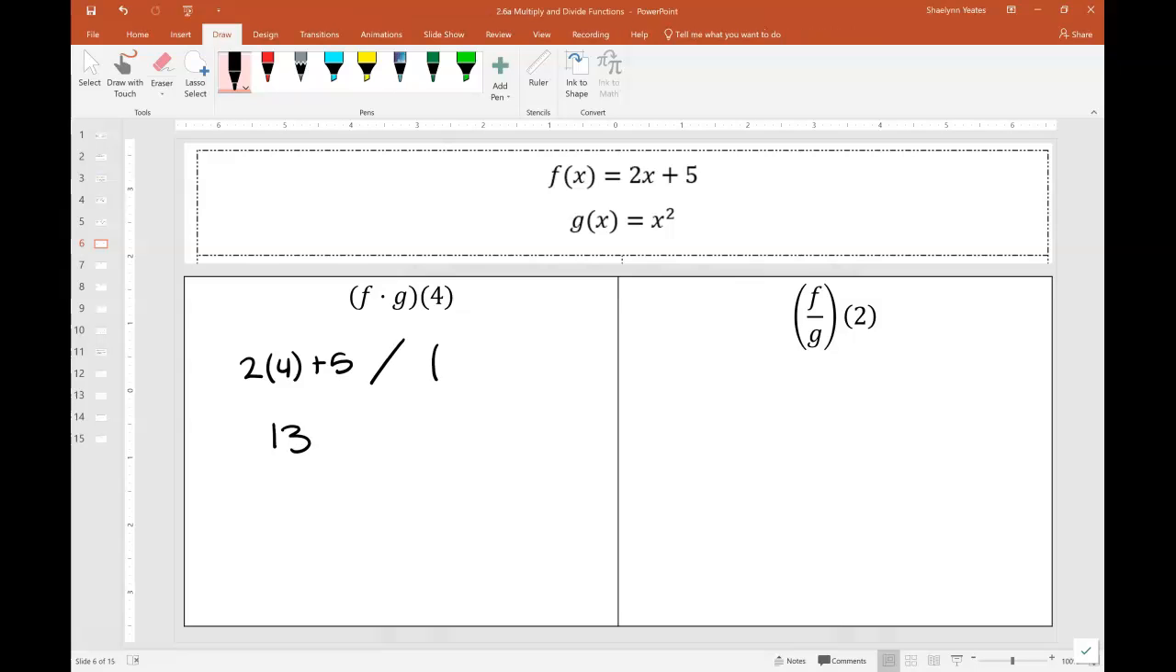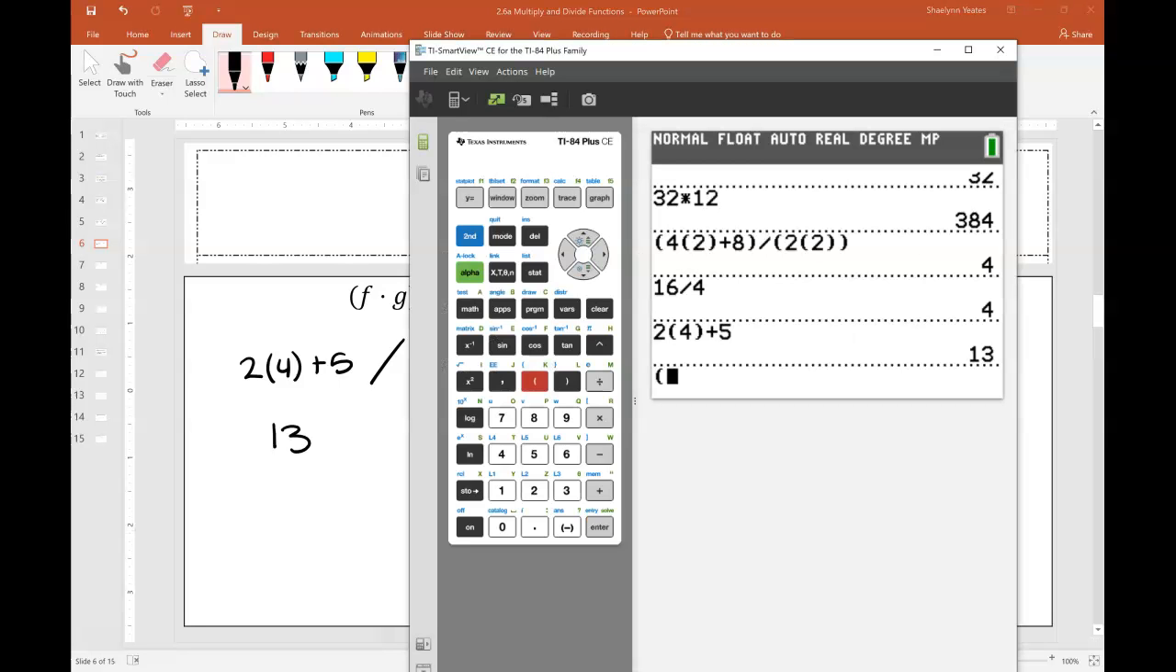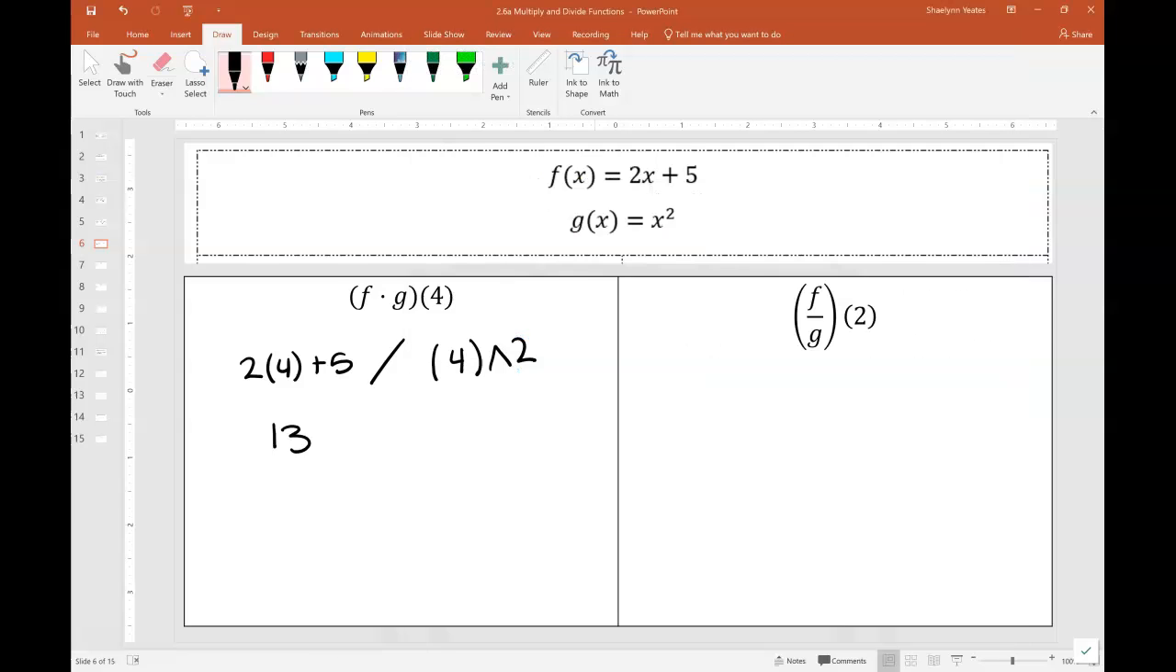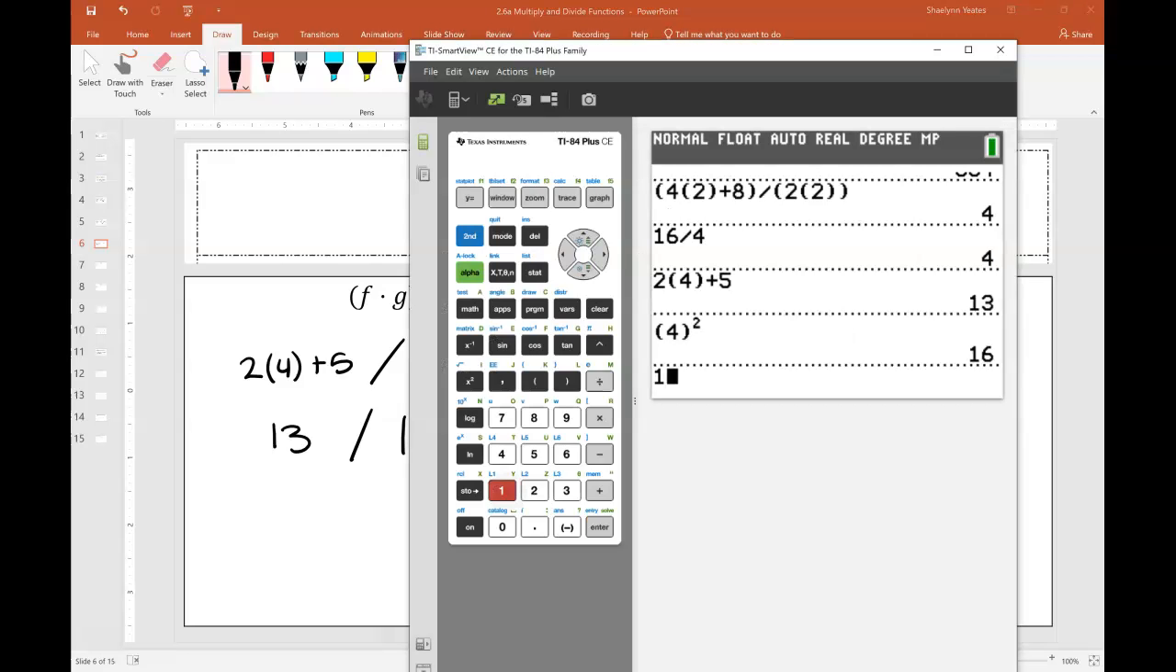This g function is x squared, so this is going to be 4 squared. Remember to type that in the calculator like this. So if I type in my calculator, parenthesis, 4 close parenthesis to the second, and I hit enter, I get 16. So it's 13 divided by 16. Let's use a calculator. We're going to do 13 divided by 16.